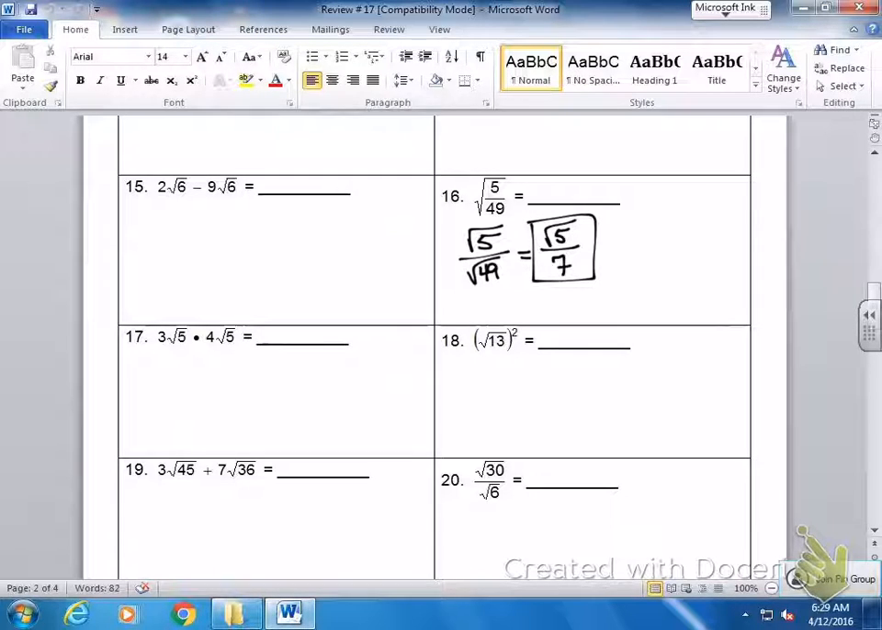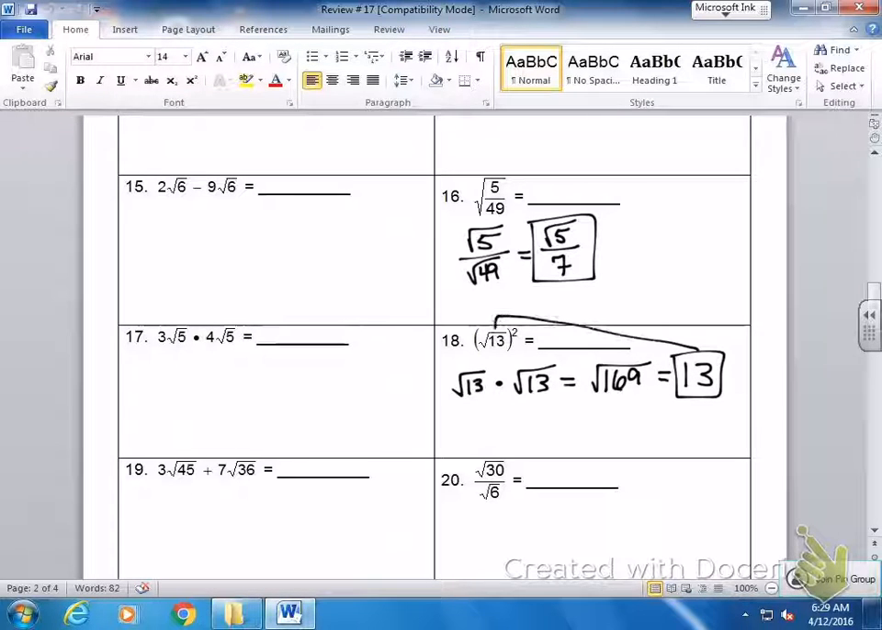I have the square root of 13 squared. Now, guys, you have to remember, this means it's the square root of 13 times the square root of 13. Well, I can multiply them together. 13 times 13 is 169. And guys, that is a perfect square. You should know when you multiply two of the same thing under the square root together, you're going to end up with the number inside. The square root of 169 ends up being 13.